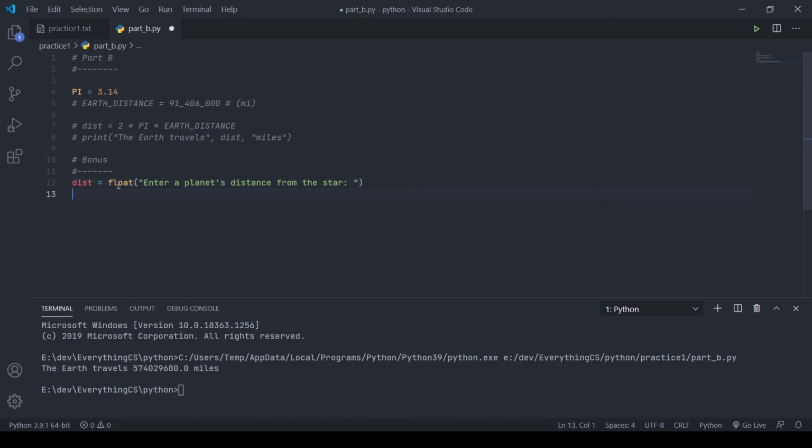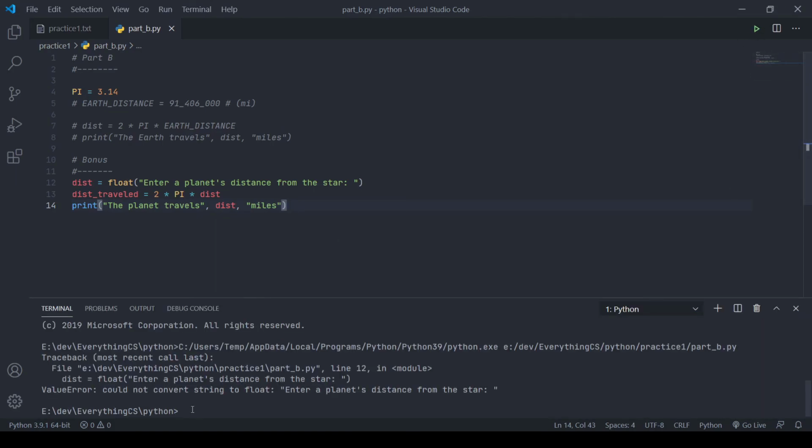So now we have the distance. Now let's just calculate, we'll say dist traveled, maybe. That'll make it a little more clear. Traveled, and then this is just going to be exactly the same. You do 2 times pi times the radius, which is just the dist. And then we will just copy this line, go here, and we'll format this to make it a little more clear. So we'll say the planet travels blank miles. So now if we enter the same amount that we had for Earth, we should get the exact same result, and then that would indicate to me that this problem was successfully solved.